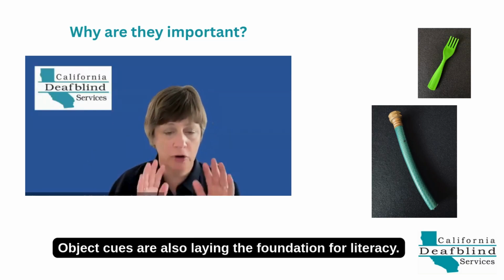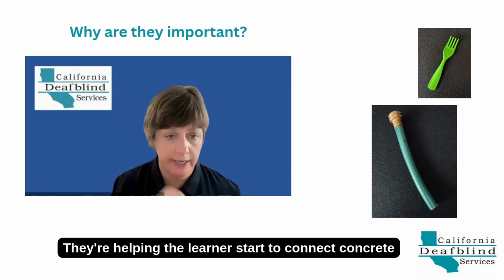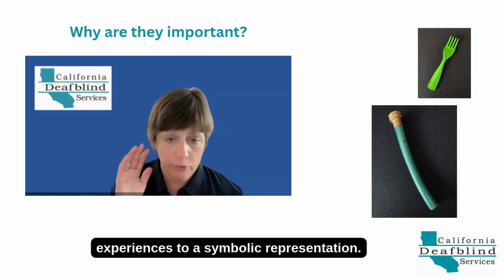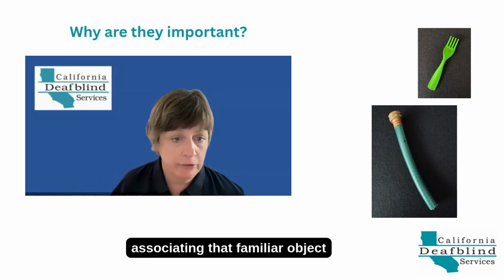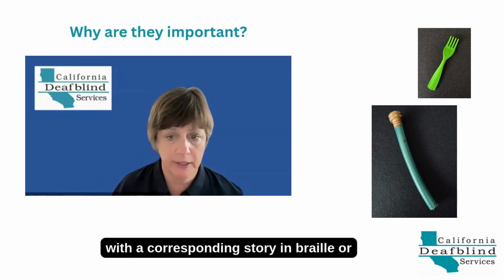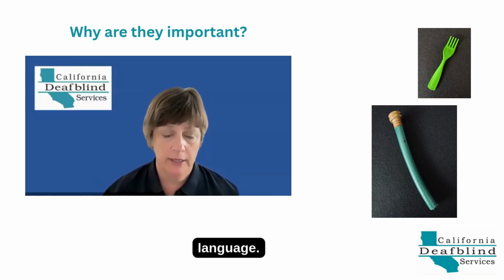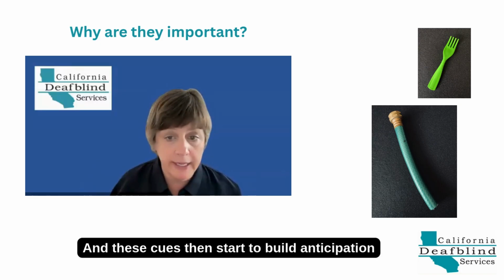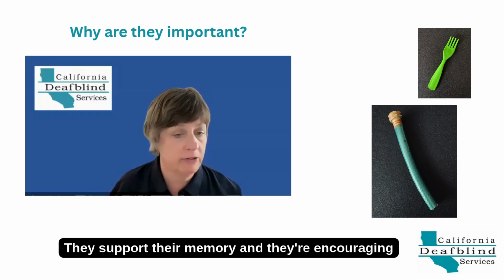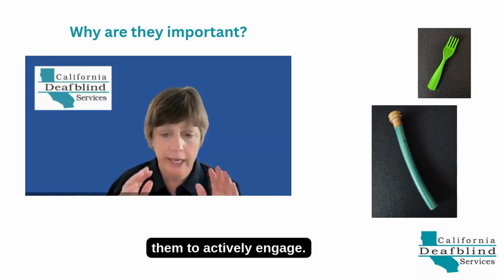In this way, object cues are also laying the foundation for literacy. They're helping the learner start to connect concrete experiences to a symbolic representation. So for instance, associating that familiar object with a corresponding story in a braille or book bridges meaning between the tactile input and the written language. And these cues then start to build anticipation for the learner. They support their memory, and they're encouraging them to actively engage.